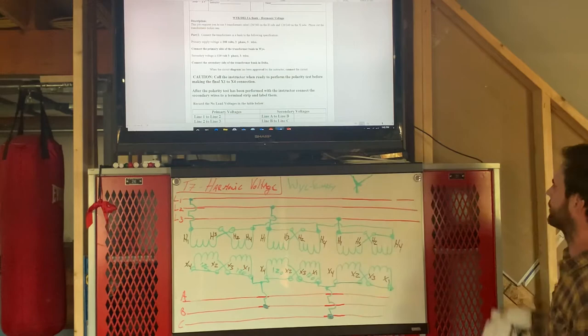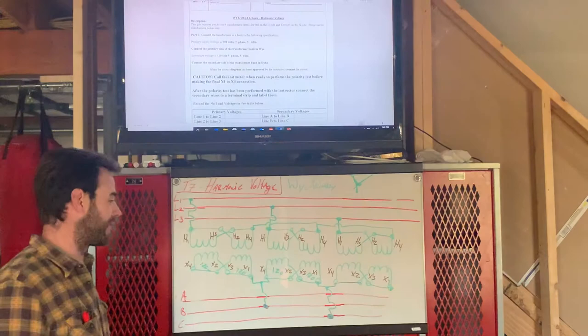So before I can tie these together, I have to take a polarity test or a voltage reading. On this job, you'll measure a voltage.